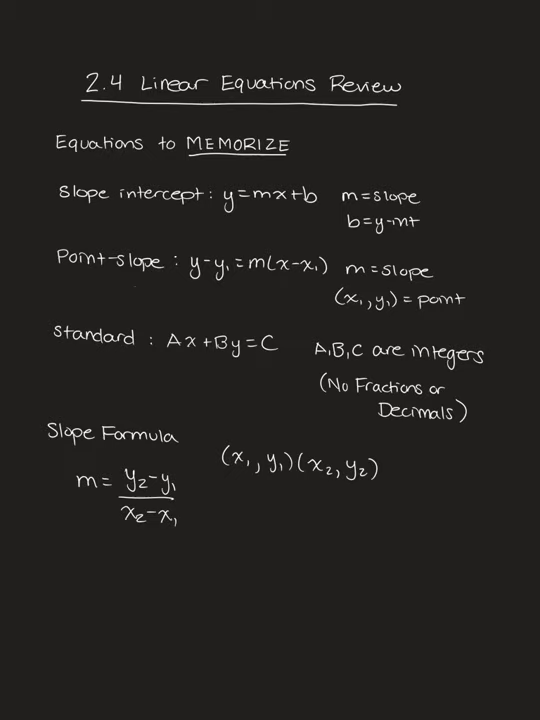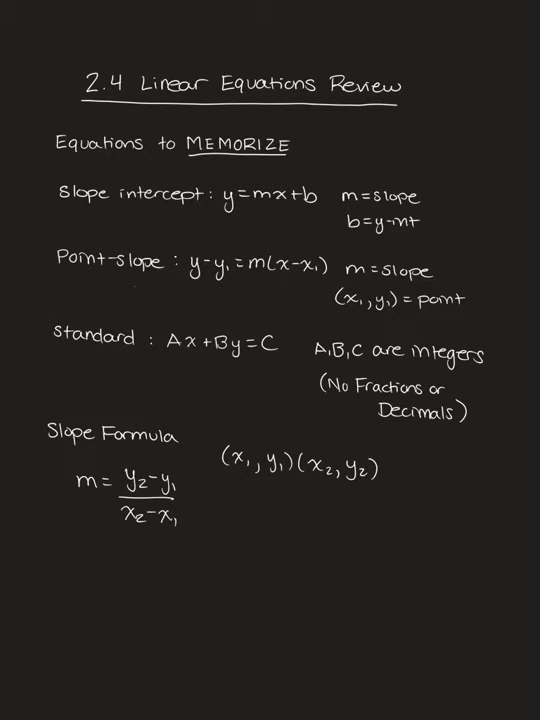Okay, so today I'm going to do a review about linear equations. And I've given you on this first page here all of the equations that you need to memorize. So the first one is slope-intercept form, that's y equals mx plus b. M is your slope and b is your y-intercept. So you need those two things in order to write an equation in slope-intercept form.